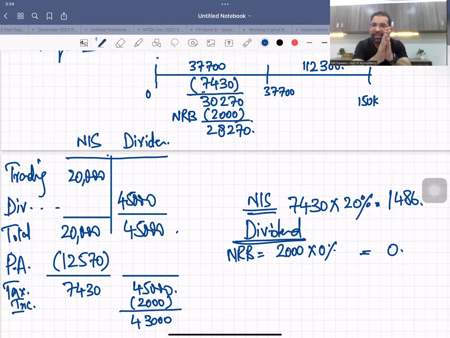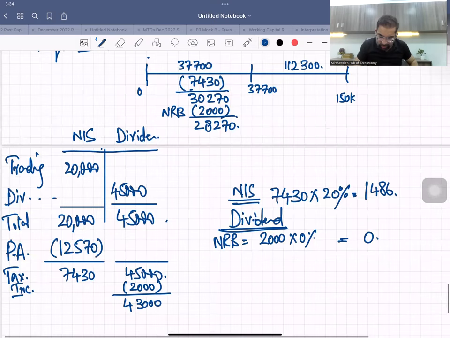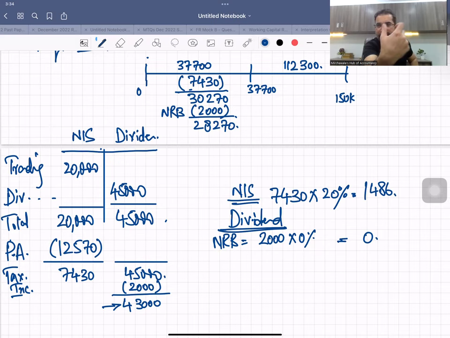And now let's calculate the normal tax on dividend income. Student, open your eyes. How much dividend income is still left? It's 43,000. Look at here. So now I will pick this dividend income and I'll knock on the first band.